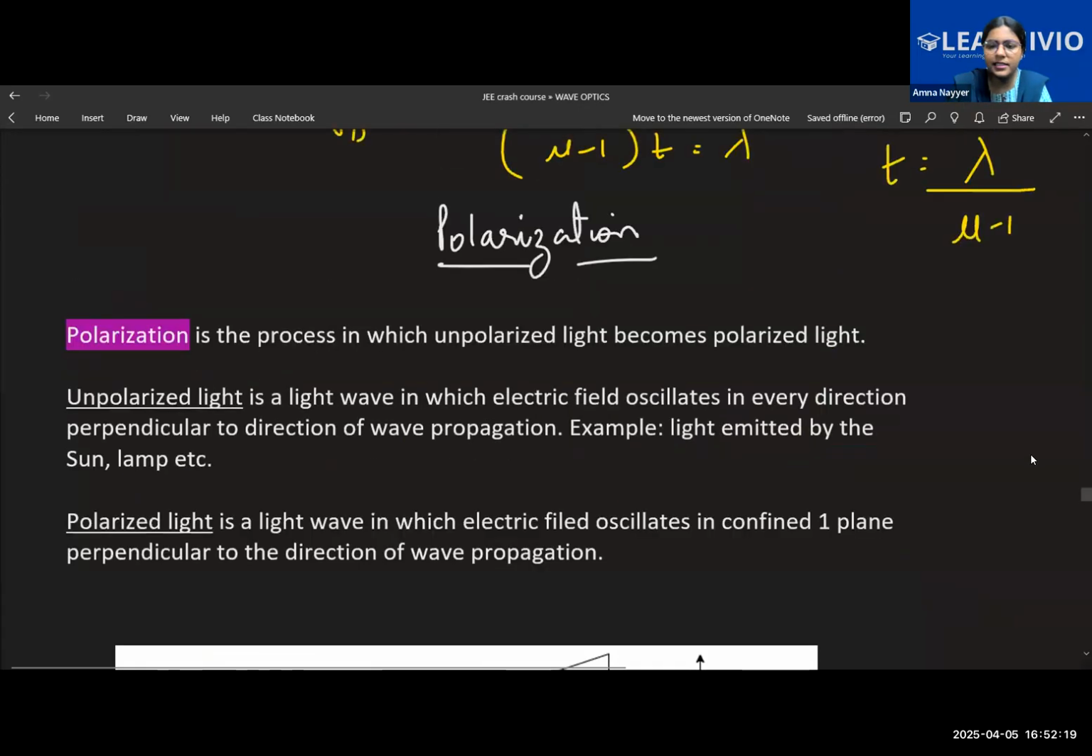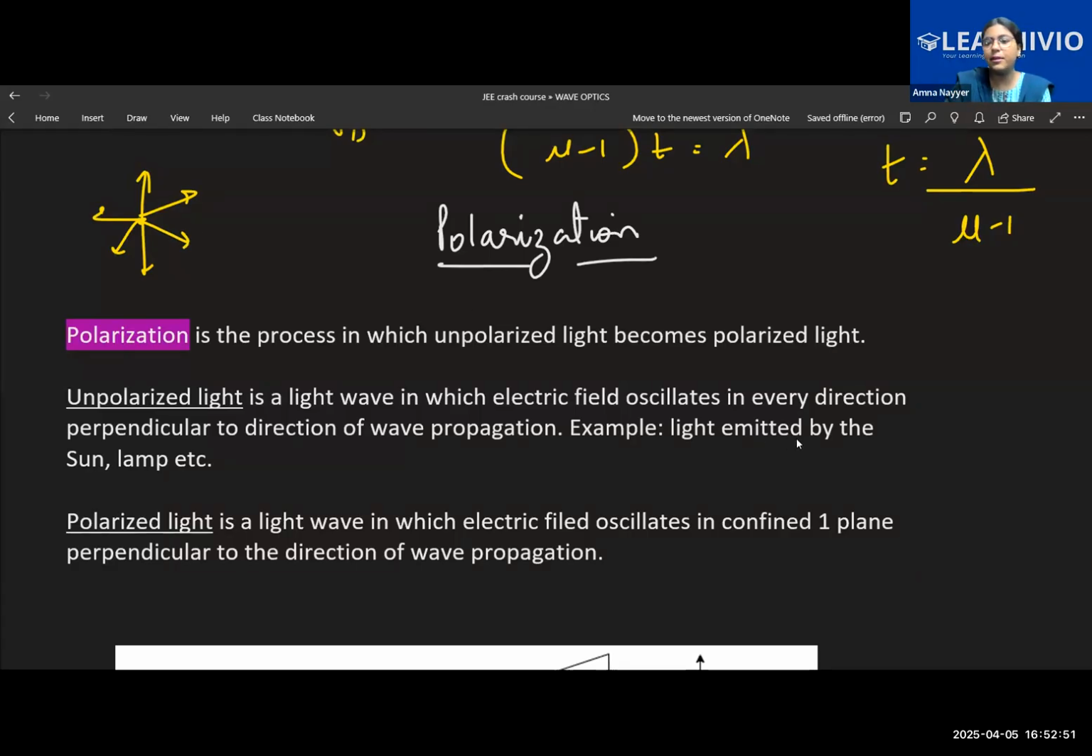Let's start with polarization. Polarization basically starts from unpolarized light. Unpolarized means that in a light wave, I'm talking about a particle of that wave, it is oscillating in every direction perpendicular to the direction of propagation. Like if this is the particle, it is oscillating here also, here also, in all the different directions like this. This is what unpolarized light is.